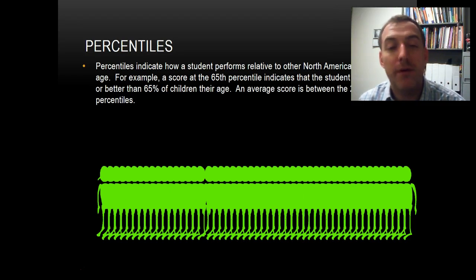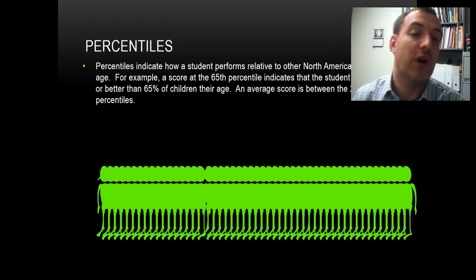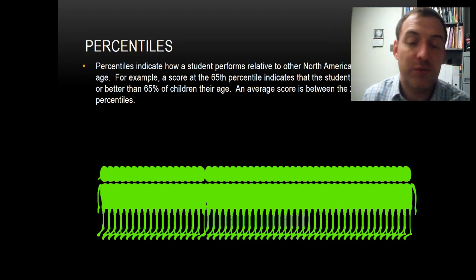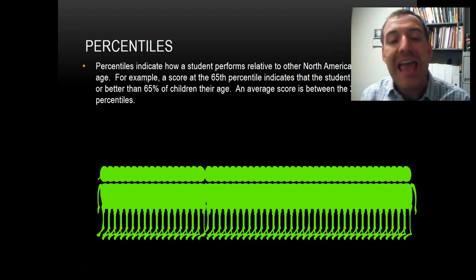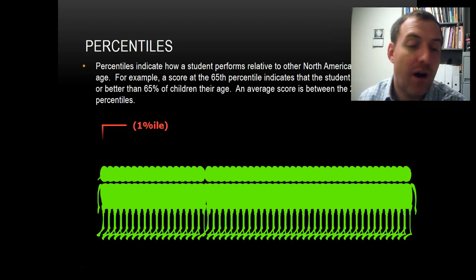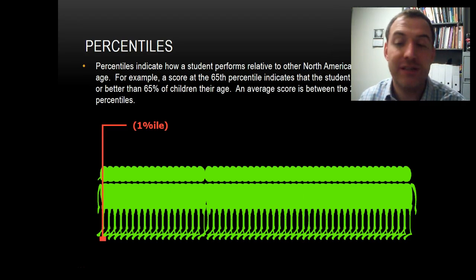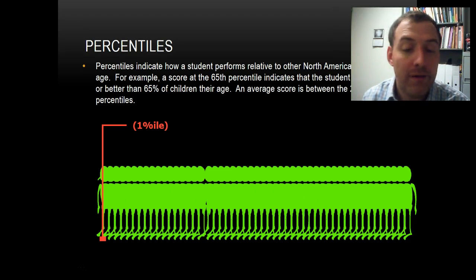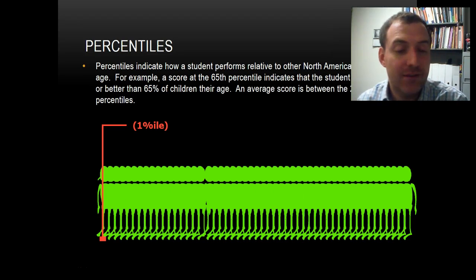And to be able to talk about cut points, what we usually talk about is percentiles. And a percentile is not a percentage. A percentage is how many questions you got right. A percentile is, compared to other individuals my age, how do I do in that distribution, in that normal curve? Where do I sit? So if I score at the first percentile, that means I did as well or better than 1 out of 100 kids.